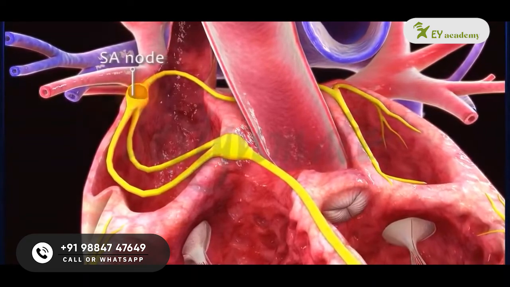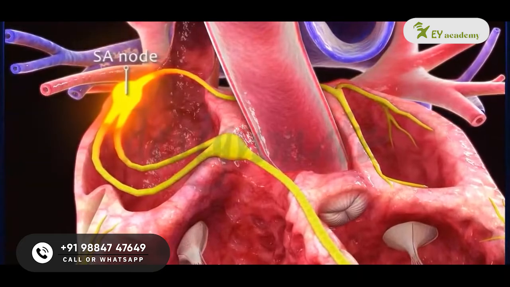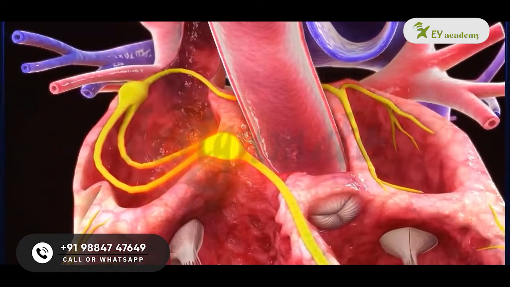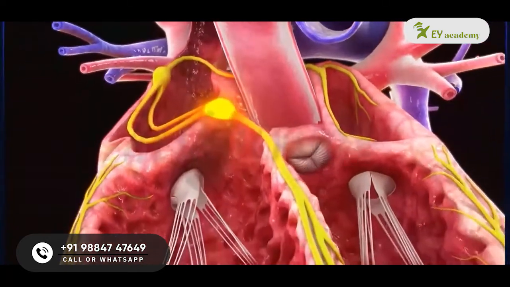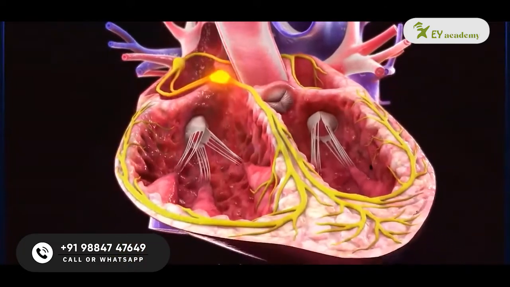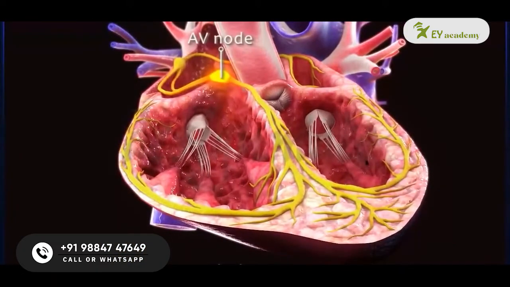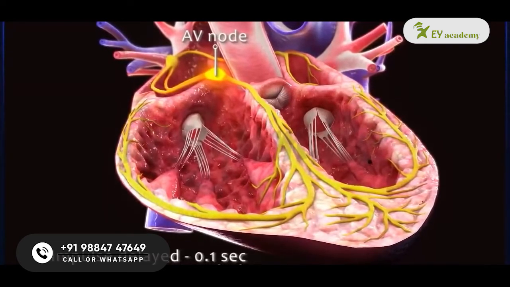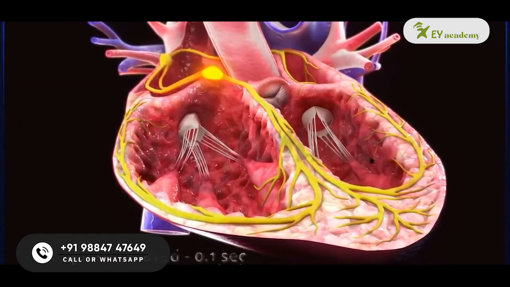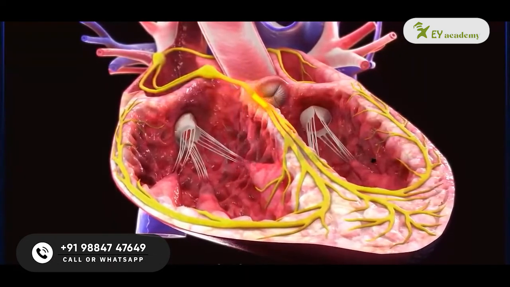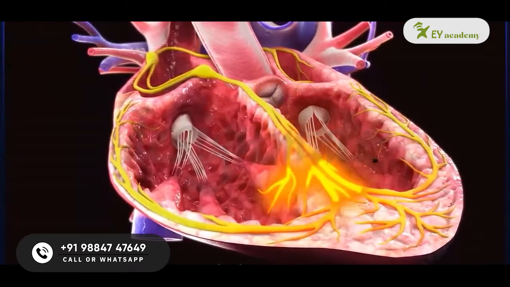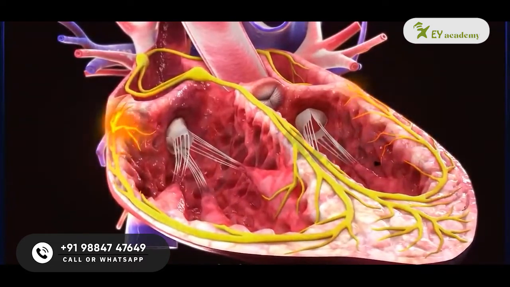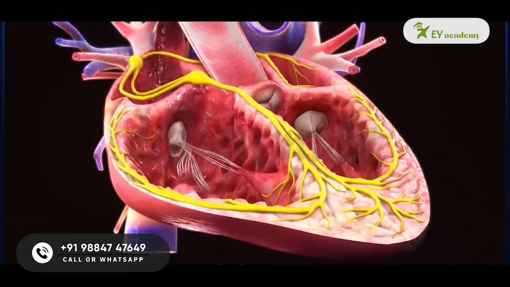The SA node generates an impulse which spreads across the walls of the atria through the specialized conducting system, causing both atria to contract in unison. During atrial contraction, this electrical impulse reaches the atrioventricular node or AV node. Here, the impulse is delayed for about 0.1 second, after which it moves along the bundle of His, bifurcates into bundle branches before spreading along the Purkinje fibers. The impulse reaches the lateral ventricular walls and causes their contraction.